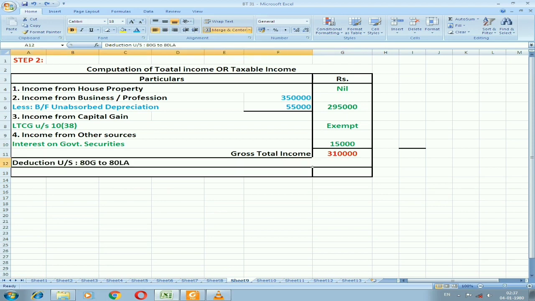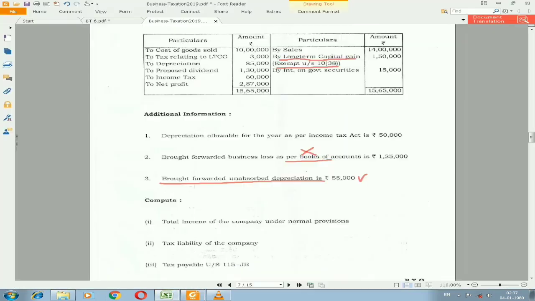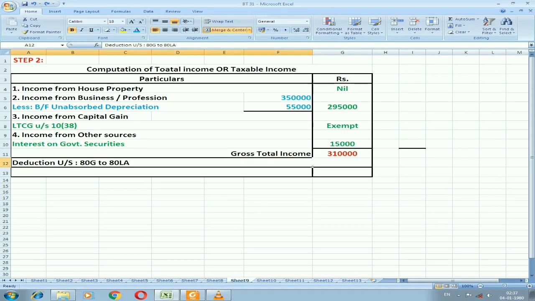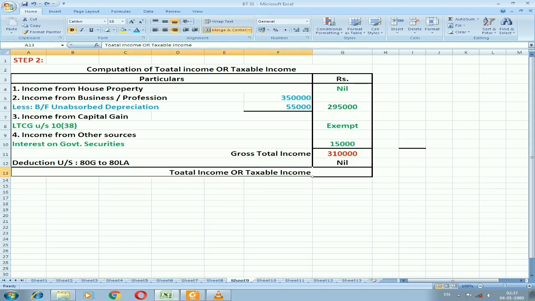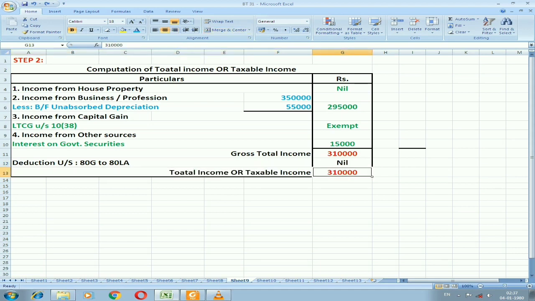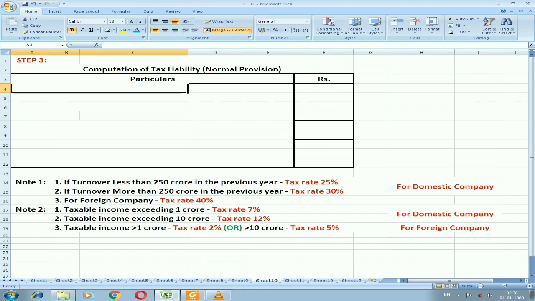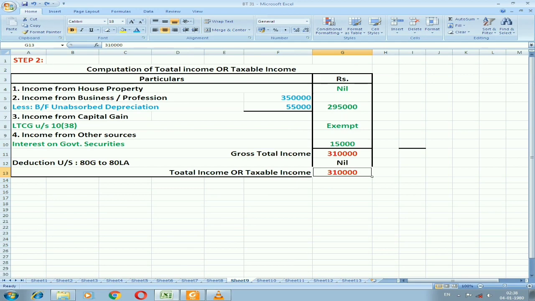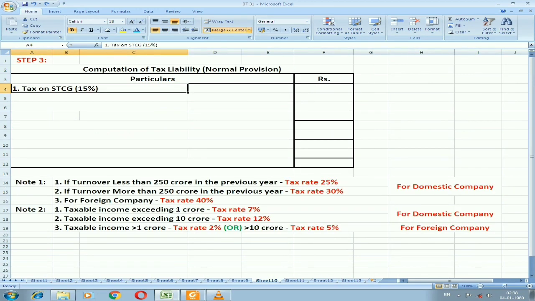Then we need to deduct deductions. In the illustration we don't have any donations to take deduction on. Apart from that, we don't have any information related to deductions, so it will be nil. Total income will be 3,10,000. Now let us start with the third step, that is tax liability. We are supposed to find it under normal provisions. While finding out tax liability for this step, you can check the second step that you have done. On that only we are going to get the income. So you can check the short-term capital gain. We don't have that. It will be nil.